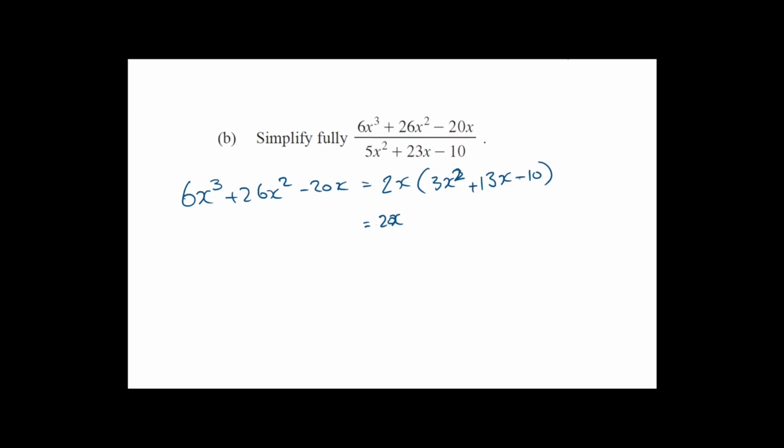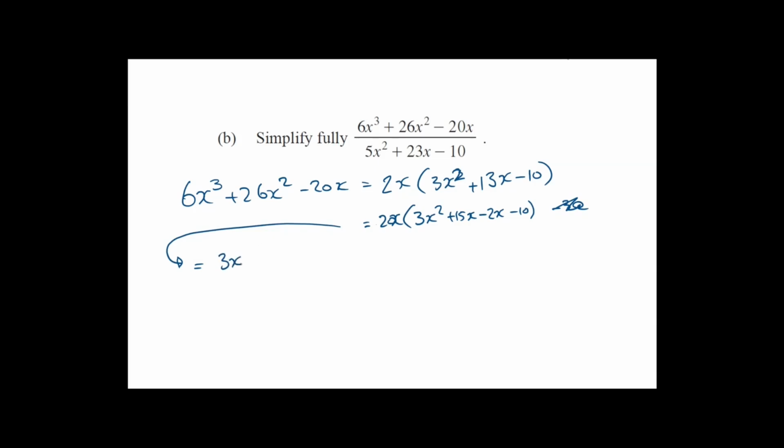So 3 times negative 10 is negative 30. Two numbers that multiply to give us negative 30 and add to give us positive 13 are plus 15 and negative 2. So 3x squared, 15x, negative 2x, negative 10. Let's rub that out and move this down here. Let's ignore the 2x for now.